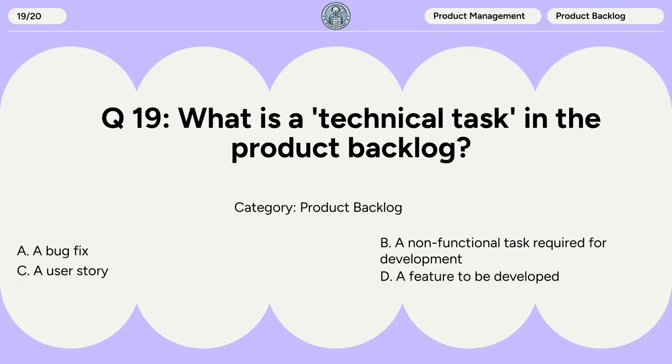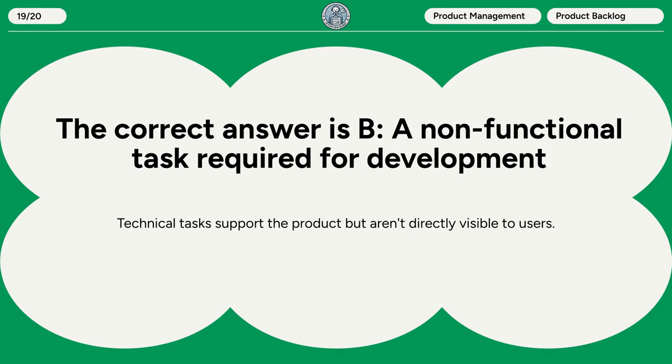Question 19. What is a technical task in the product backlog? A. A bug fix. B. A non-functional task required for development. C. A user story. D. A feature to be developed. The correct answer is B. A non-functional task required for development. Technical tasks support the product but aren't directly visible to users.